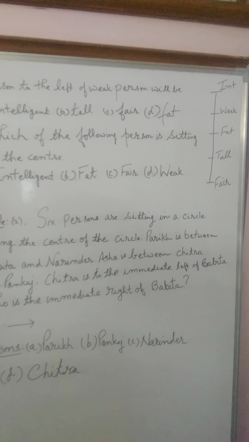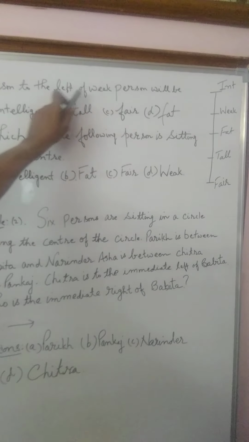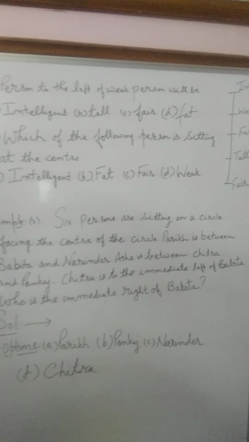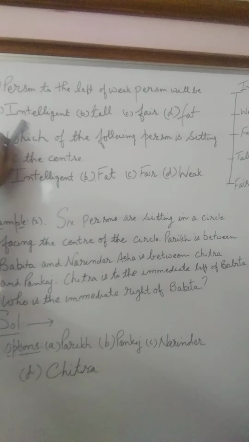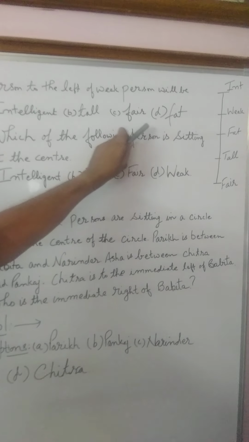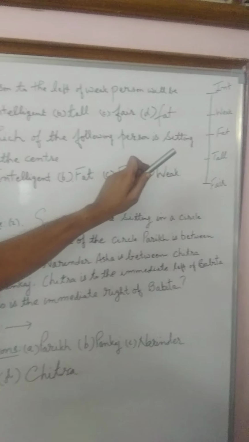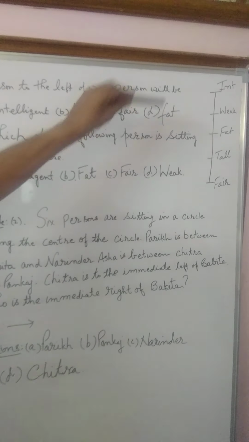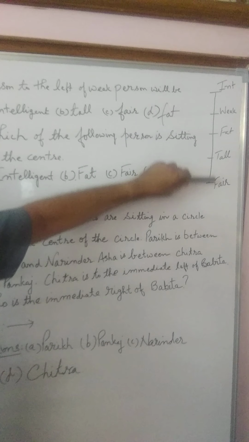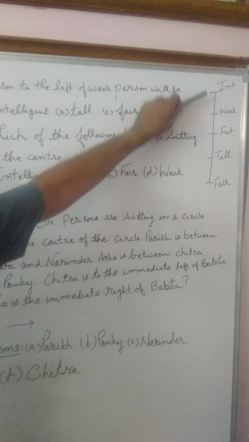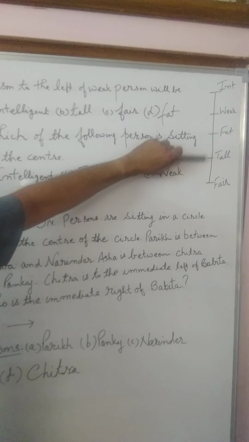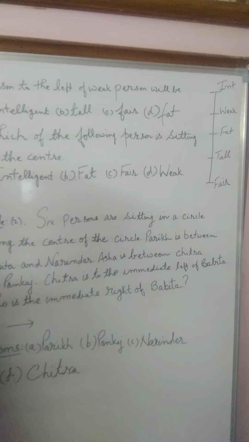Now let us discuss the second question. See here, person to the left of weak person will be. The options are intelligent, tall, fair, and fat. Now if we see the diagram carefully, topmost is intelligent and at the down end is fair. These two are in extreme. Then tall, fat, weak, I have marked them on the basis of what is given in our question.